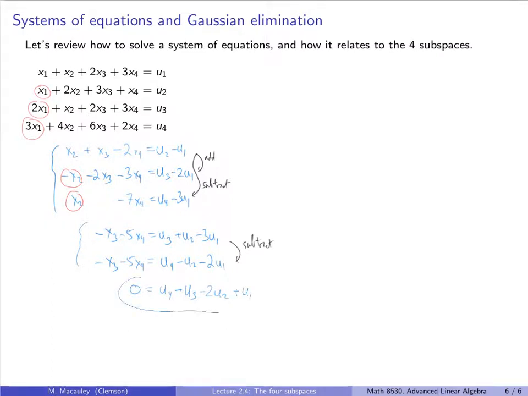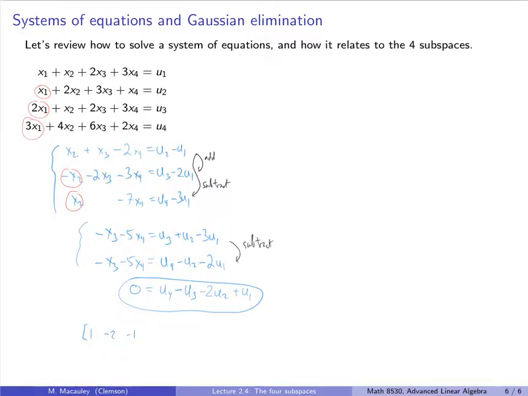Okay, so any solution u1, u2, u3, u4 is going to have to satisfy this equation here. And we can think of this equation as like a dot product. So now I'm going to read right to left. So u1, u2, u3, u4. So 1, -2, -3. Sorry, not -3.